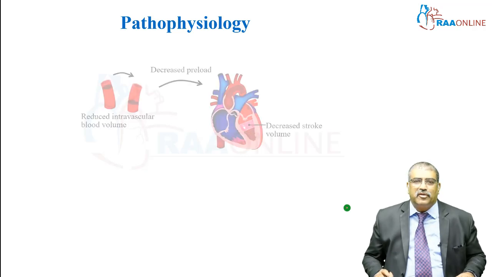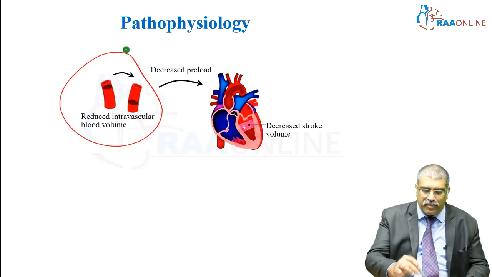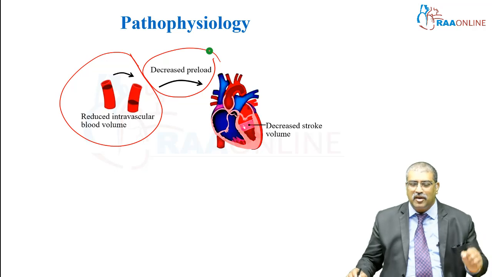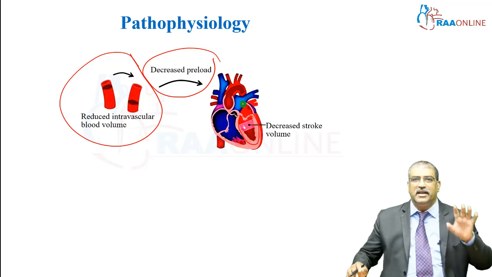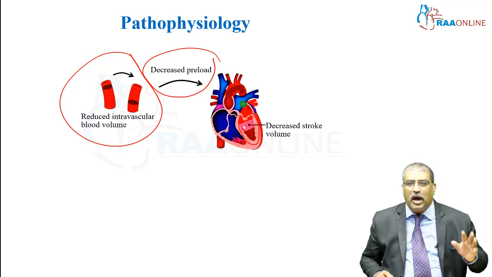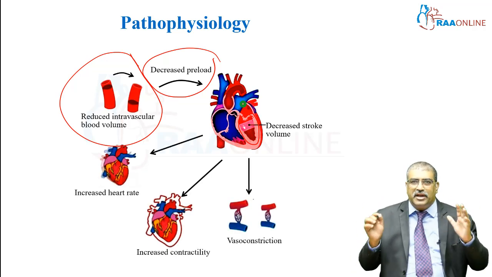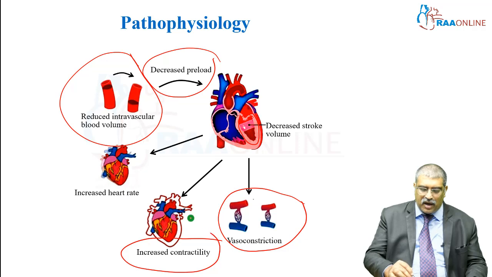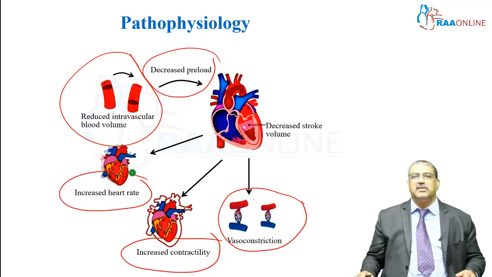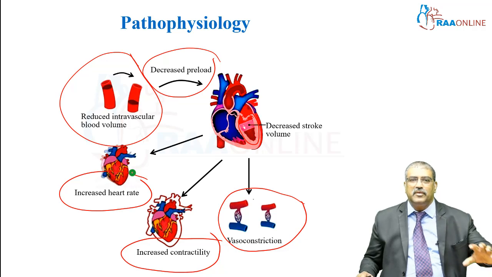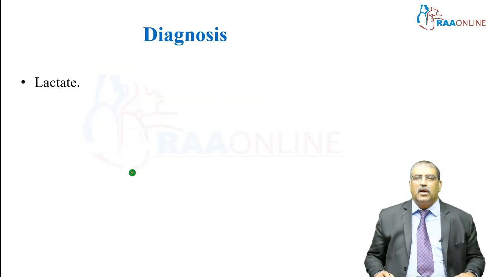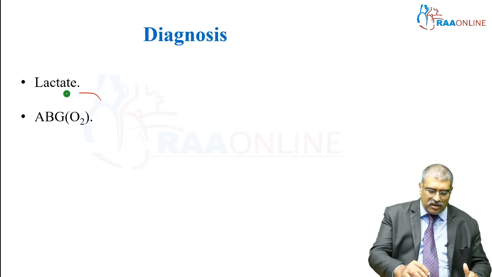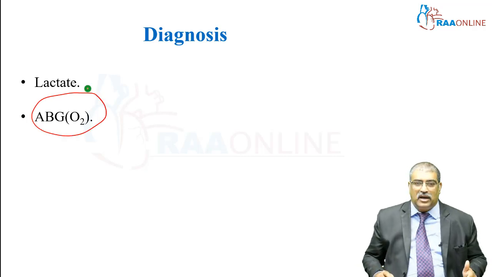Now coming to the pathophysiology, there is loss of blood volume. So the amount of blood which goes to the heart is reduced, which is decreased preload. The volume in the heart is less, decreased stroke volume. There is going to be hypotension. So to compensate for this, there is going to be widespread vasoconstriction, increased contractility of the heart, and your heart rate also increases. These are all the various compensatory mechanisms which happen with hypovolemic shock. And to establish the diagnosis, you look at the serum lactate, and in the ABG, your PO2 will be low and there can be acidosis.